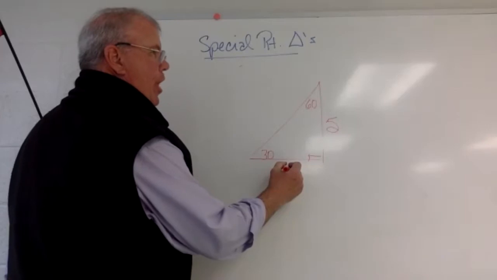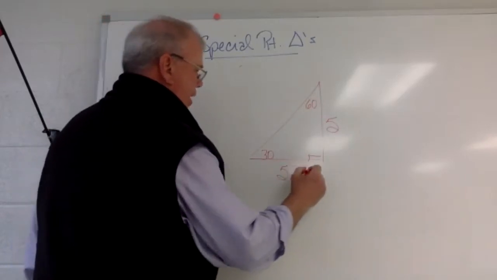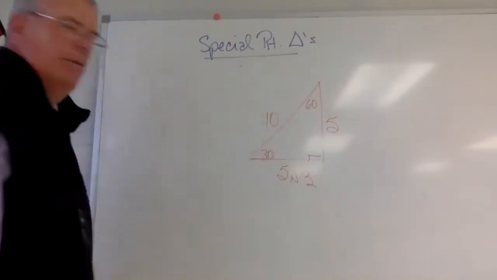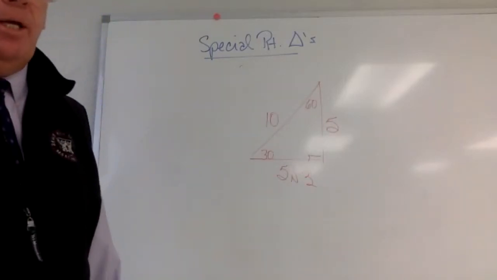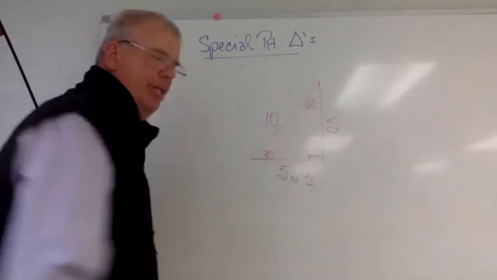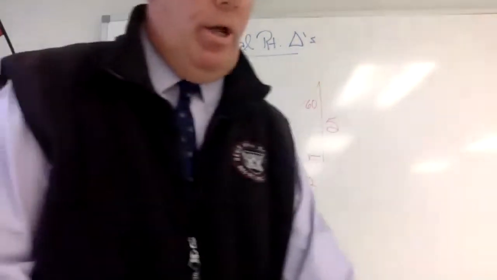What do you know about the longer leg? It's 5 radical 3. What do you know about the hypotenuse? It's 10. It's 2 times the shortest leg, right? Does that make sense? Yes, sir. So if you took these numbers and put them into the Pythagorean theorem, do you think it would work? Of course it would work.